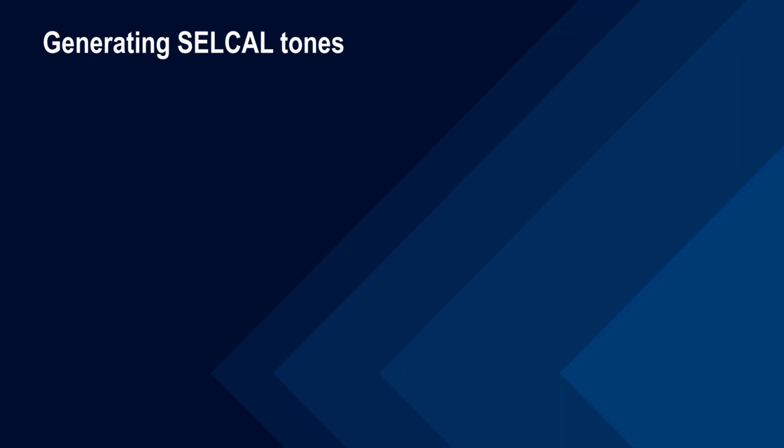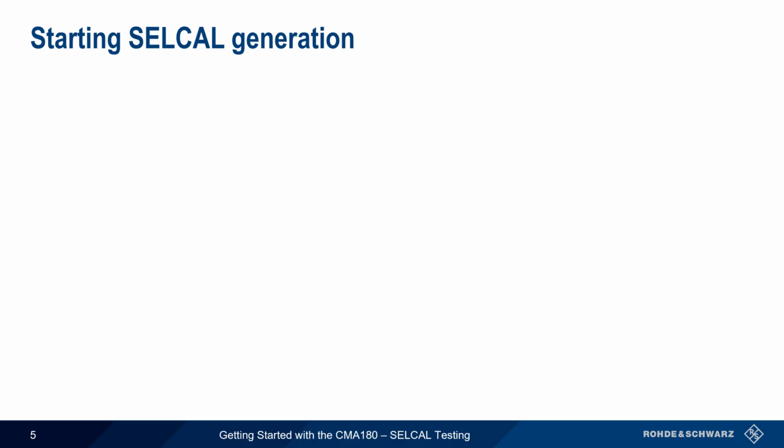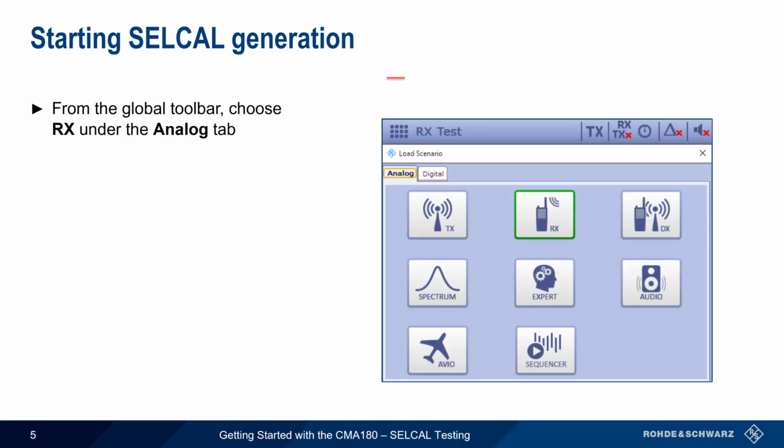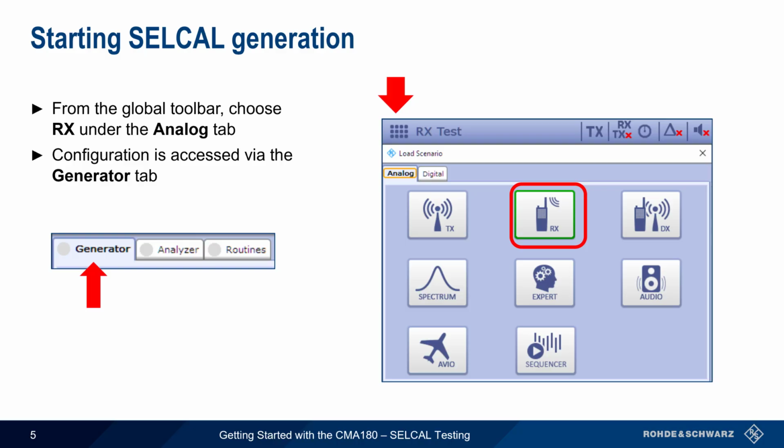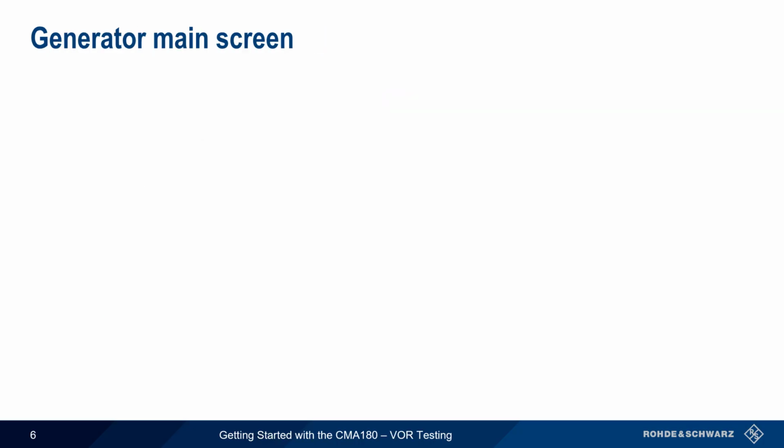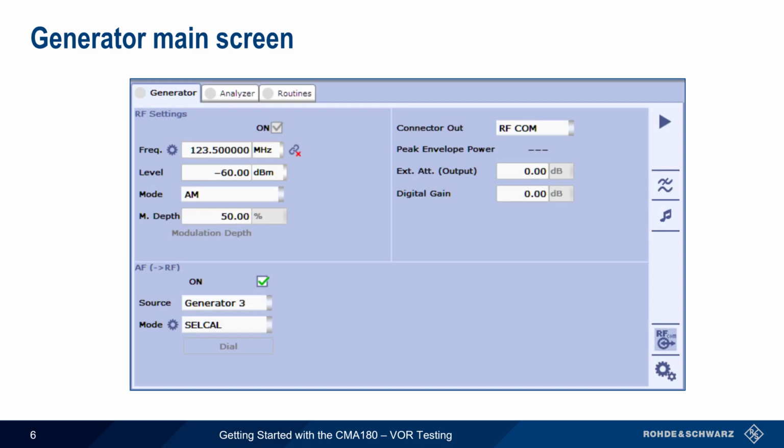So let's begin by showing how to modulate SELCAL tones onto a transmitted RF carrier. Analog signal generation is started by going to the global toolbar and then selecting RX under the Analog tab. SELCAL generation parameters are then accessed via the Generator tab. This is the main generator configuration screen. At the top left are the RF settings, and to the right of these are the connector and output settings. At the bottom are settings for audio frequency signal generation, and the Start-Stop button at the upper right is used to enable and disable signal generation.